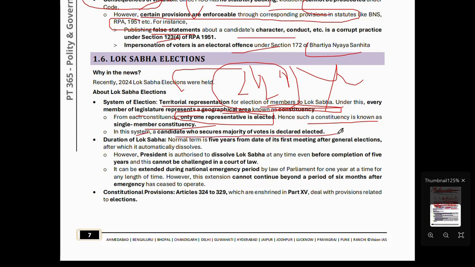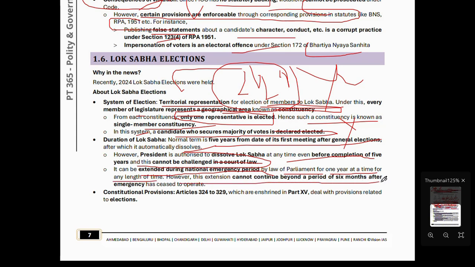The Lok Sabha has a term of 5 years from the date of its first meeting after a general election, after which it is automatically dissolved. However, the President is authorized to dissolve the Lok Sabha at any time before completion of 5 years, and this cannot be challenged in a court of law. It can be extended during a national emergency by a law of Parliament for 1 year at a time. However, this extension cannot continue beyond a period of 6 months after the emergency has ceased to operate.